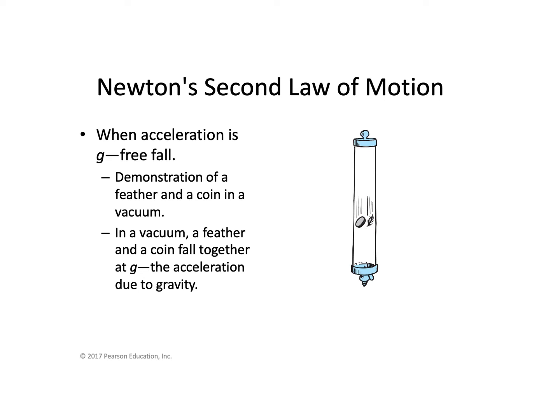But then what you do is you hook a vacuum pump up to the glass tube and you suck the air out, and then you repeat the experiment. And when that happens, the coin and the feather both fall at little g because there's not any more air in the tube to impede the motion of the feather.